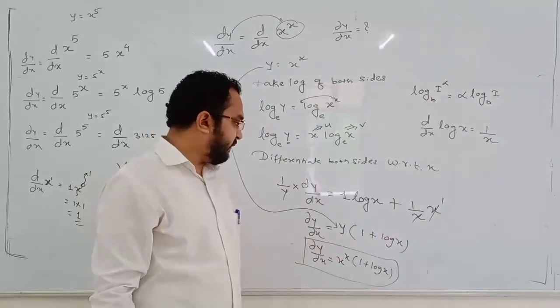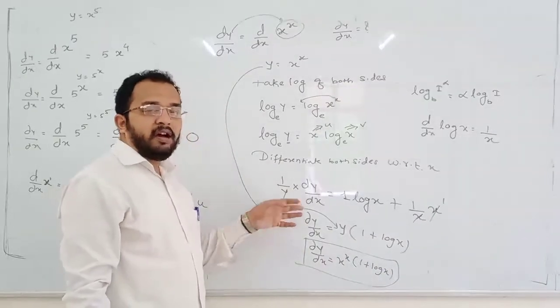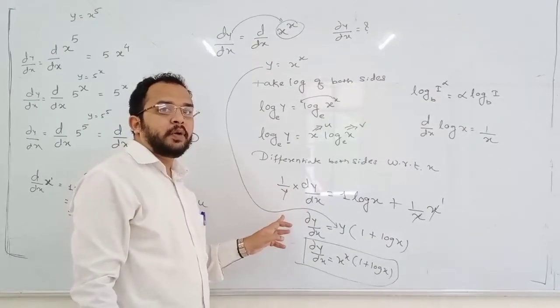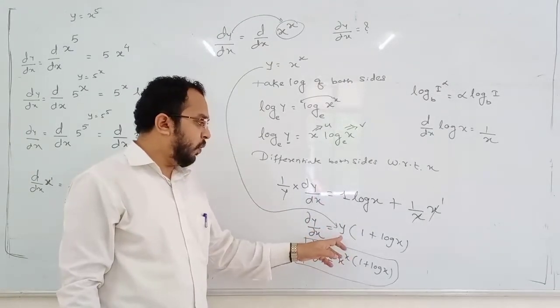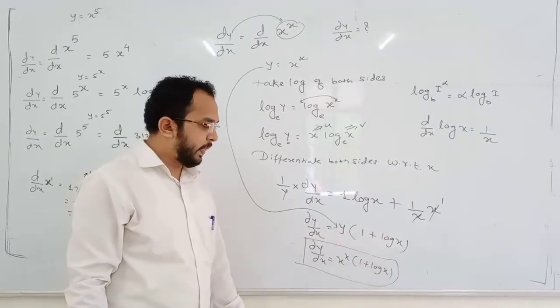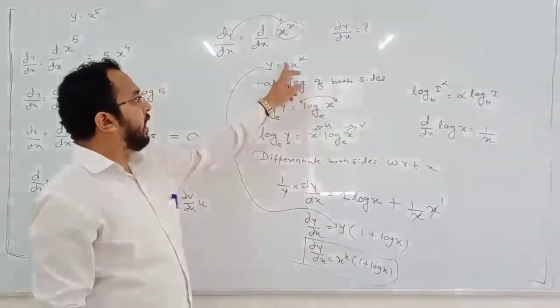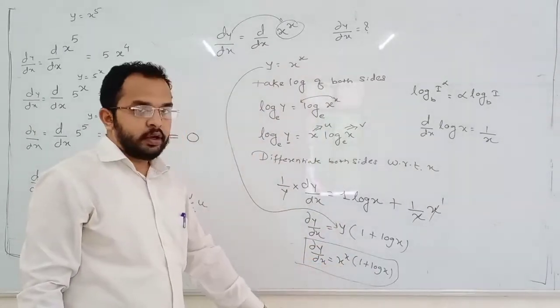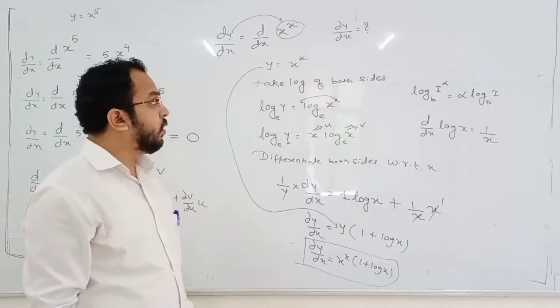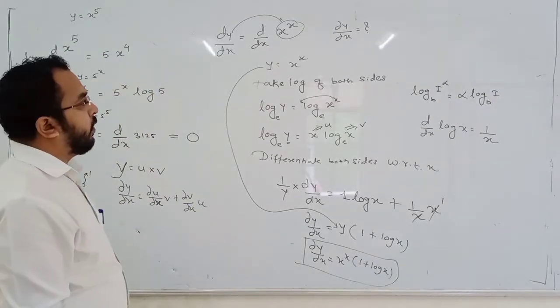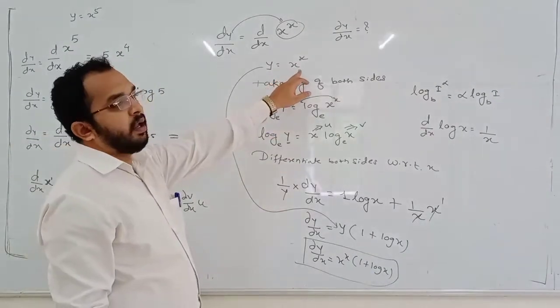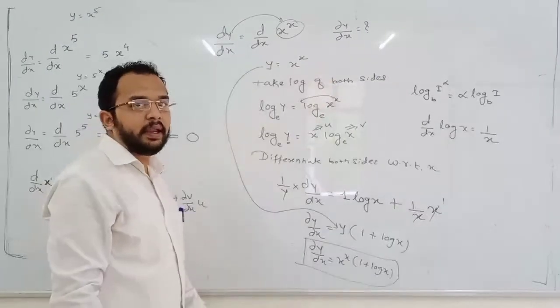1 plus log x. This y on LHS is in the denominator. When it goes to RHS, it goes to numerator. It will be y into 1 plus log x. What is the value of y? x to the power x. Substitute here. So this is your answer. So this is how you are going to differentiate if function is given variable to the power variable.